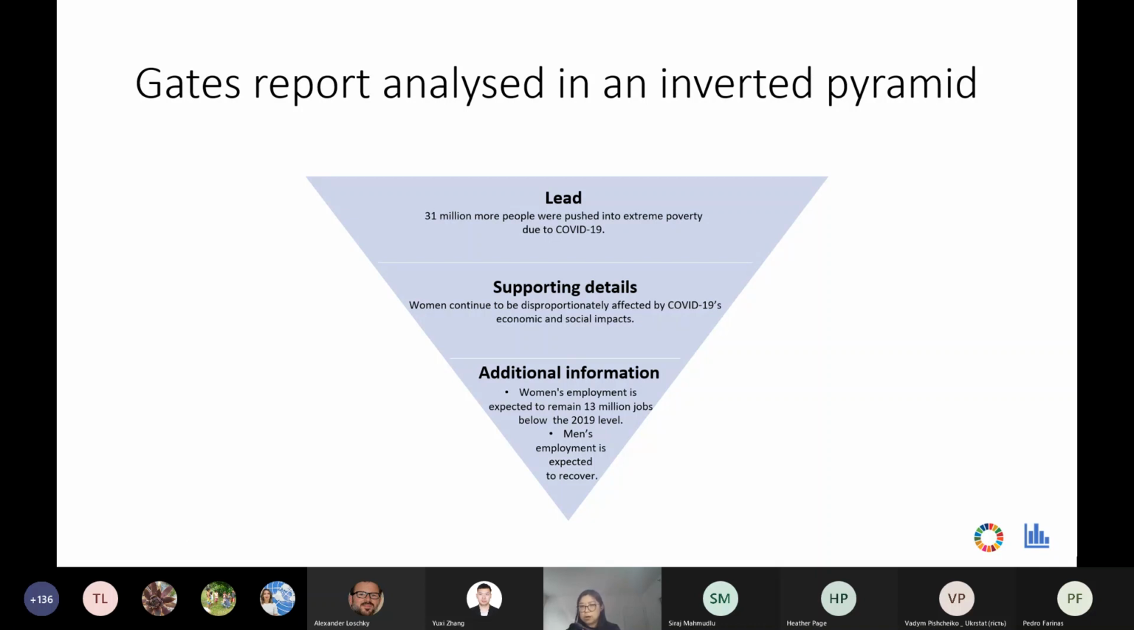And after the author talks about this, they provided more supporting details to talk about the gender inequality in this phenomenon, because women continue to be disproportionately affected by COVID-19's economic and social impacts. And the additional information comes after, and they provide the numbers about women's employment and whether it's going to rebound soon in comparison with men's employment data. So this is a roughly inverted pyramid model that you can see commonly used in technical writing, like the SDG reporting or in the news stories.